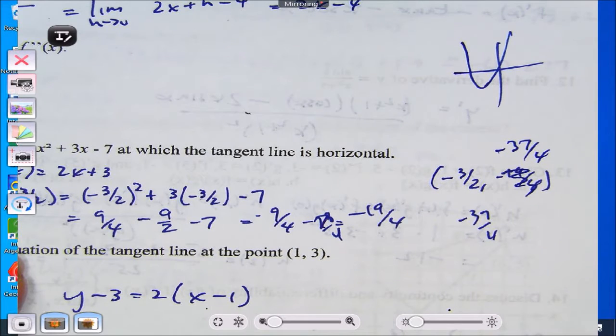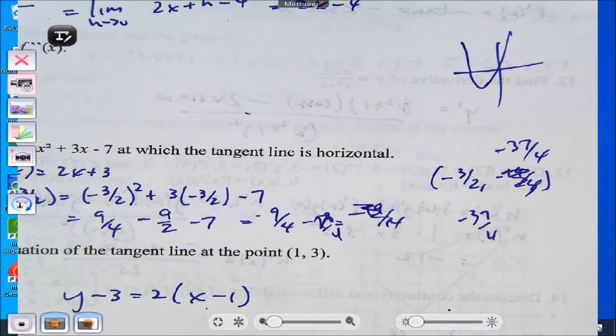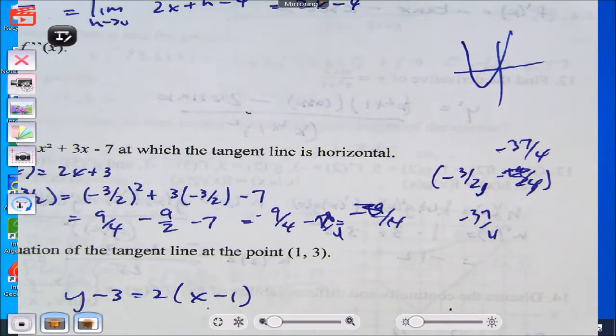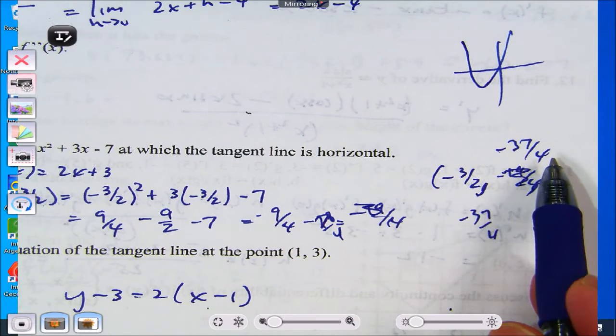Because you had to plug in 3 halves. Yeah, 3 halves. I got that horribly wrong. Where does 21 come from? Don't do that on the test. Where do you see 21? The comma looks like... oh, never mind. So it's negative 3 halves, comma, negative 37 fourths. Yes, that's right.